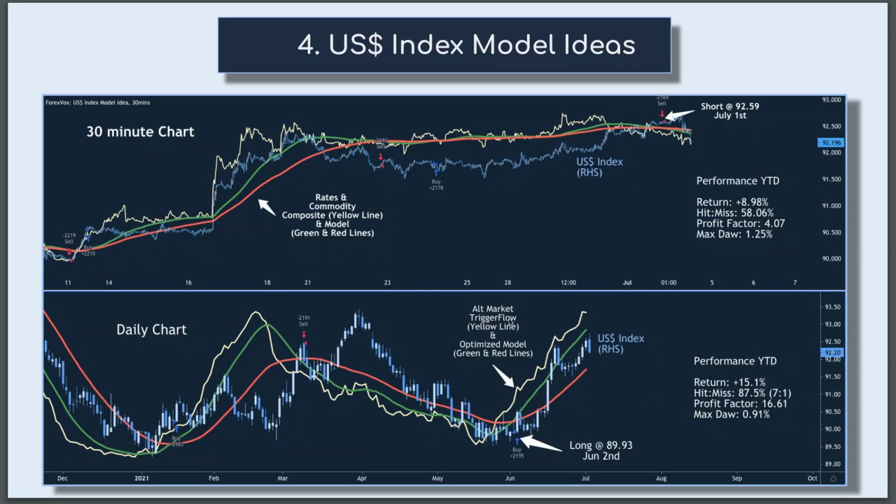Using the alt market, as we saw the Bitcoin market explode onto the scene and go up to 60,000 and change earlier this year as the dollar got hit. Very nice inverse relationship between the two. That's why I use it on a cross-asset basis.